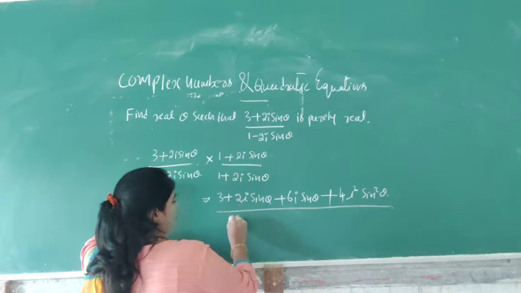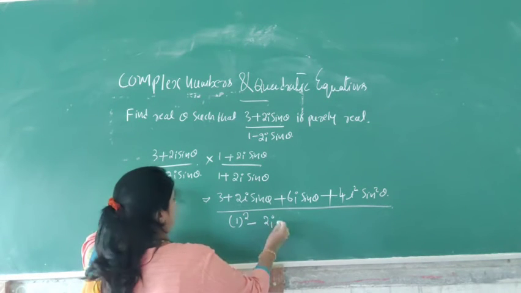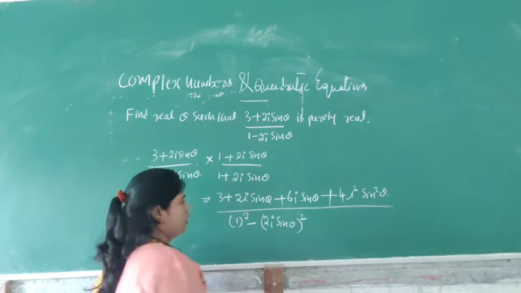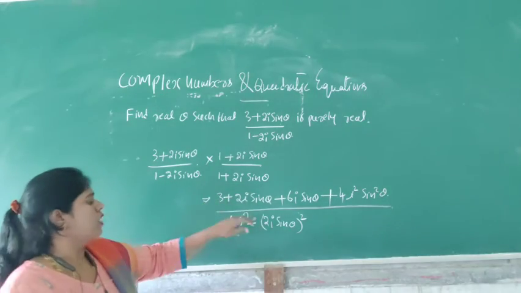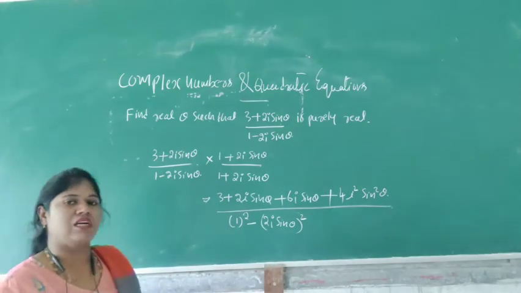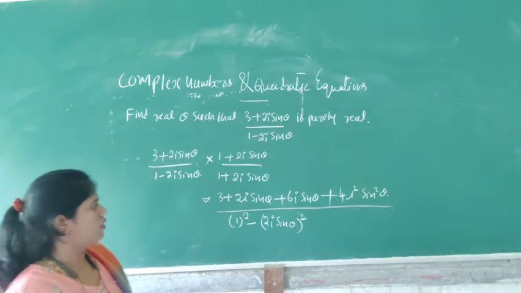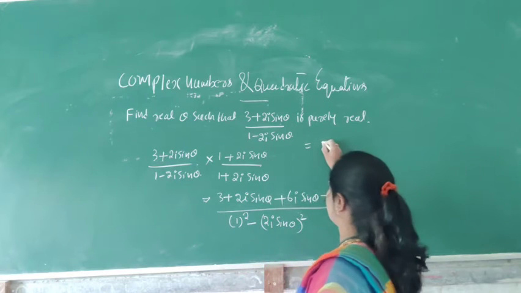A square is 1 square minus B square, which is (2i sin theta) whole square. Correct? Now A square is 1 square because A is 1 here. B is equal to 2i sin theta. B square is (2i sin theta) whole square. So we need to simplify this one.